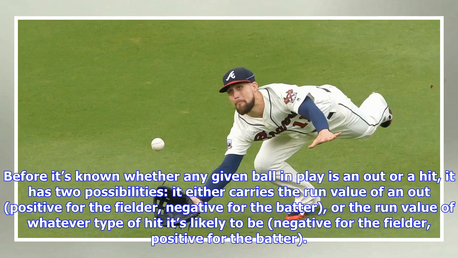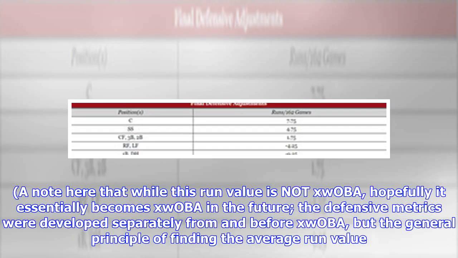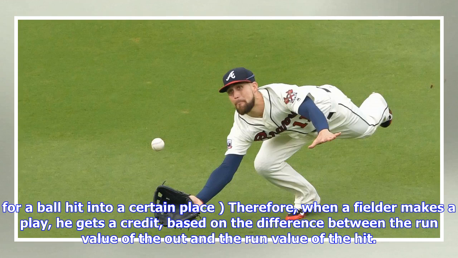Before it's known whether any given ball in play is an out or a hit, it has two possibilities. It either carries the run value of an out, positive for the fielder, negative for the batter, or the run value of whatever type of hit it's likely to be, negative for the fielder, positive for the batter. A note here that while this run value is not xwOBA, hopefully it essentially becomes xwOBA in the future. The defensive metrics were developed separately from and before xwOBA, but the general principle is the same: finding the average run value for a ball hit into a certain place.